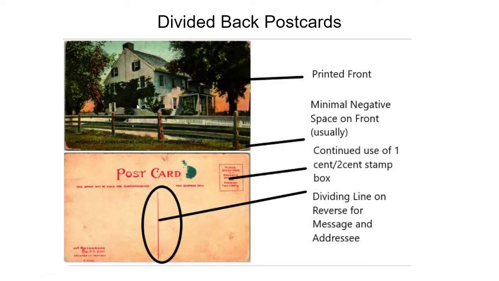All right. If we flip over the card, we'll see continued use of the 1 cent, 2 cent stamp box. And you will see this dividing line right down the middle, with the address on the right side and the correspondence on the left side. It usually will have a title indicating as much, right? So we've got the correspondence and the address. So pretty easy to identify a lot of divided back postcards.